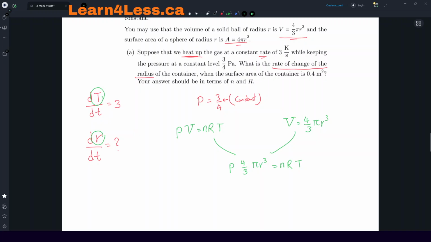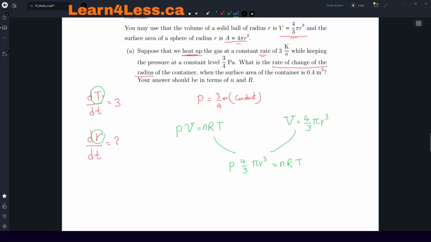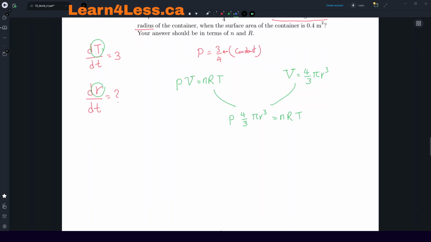So now that I have it, I take the derivative of both sides. Take the derivative with respect to what? It's not radius, it's not temperature. It is with respect to time. So I take the derivative of both sides with respect to time. Don't forget that P in this scenario is constant. It has a value 3/4 Pascal.